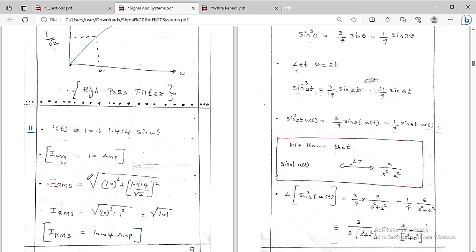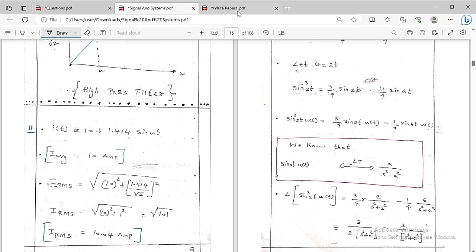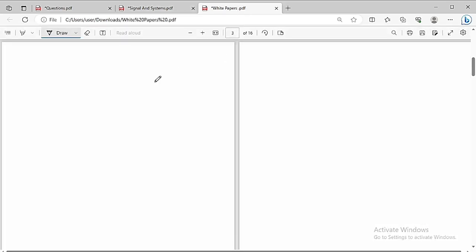Suppose in the question they ask for the RMS value. Then the RMS value is the square root of 10 squared plus (1.414 by root 2) squared. Root 2 is equal to 1.414, so they cancel. We get the square root of 10 squared plus 1 squared, which is 100 plus 1, 101. The square root of 101 is nothing but 10.04 ampere. So if they ask about the average current, it is 10 ampere, and if they ask about the RMS value, it is 10.04 ampere. As I've already told you, let me write the formula.